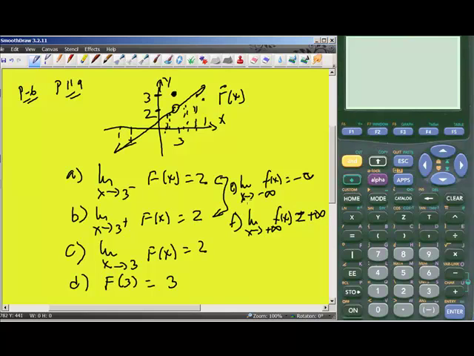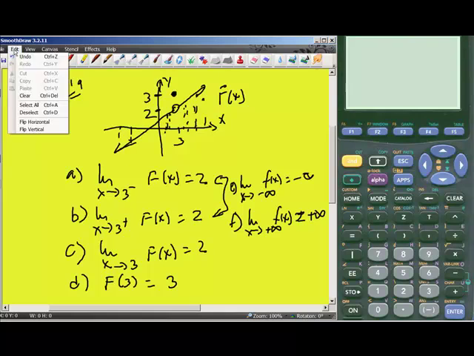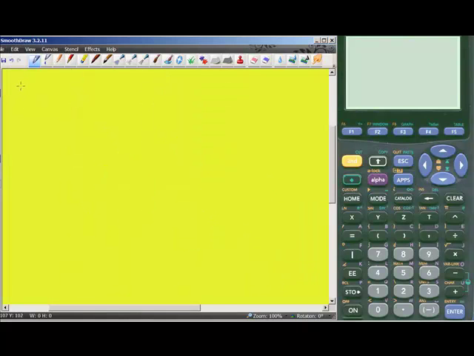Okay, so now let's go to problem number 12. A couple more problems. Okay, so this is number 12. I'm on page 119. They give us a picture of a curve that looks something like this. This goes up and down.